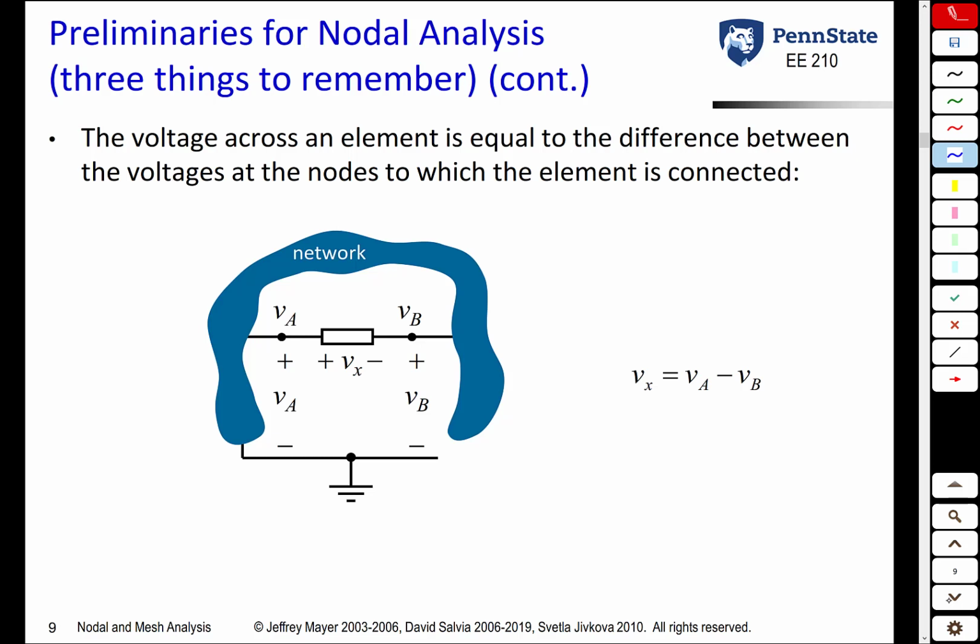The second preliminary is whenever you have any circuit element, the relative voltage across that element can always be written in terms of the absolute voltage at the 2 nodes. So for example, you have an element here. The voltage across it is, let's say, Vx. Vx you can always write as the voltage at one node minus the voltage at the other node.